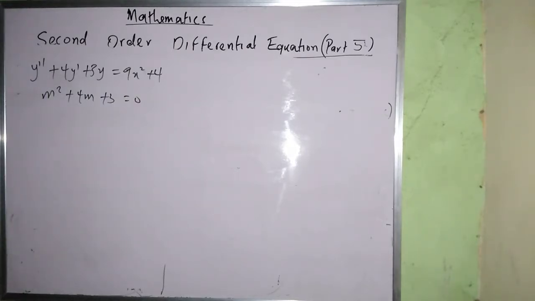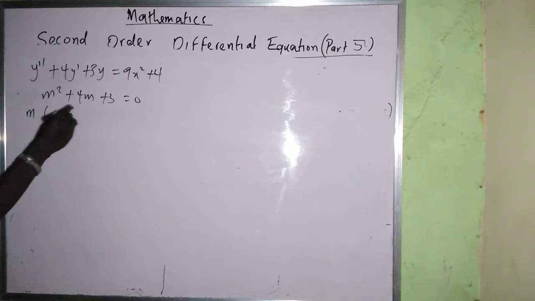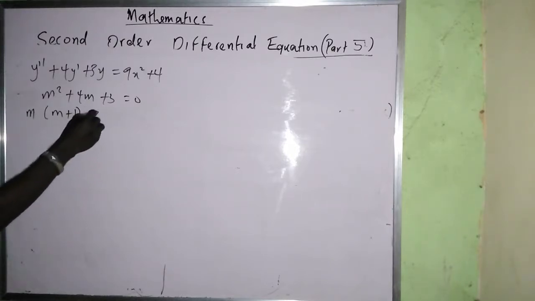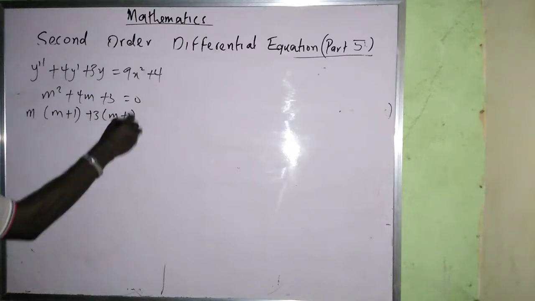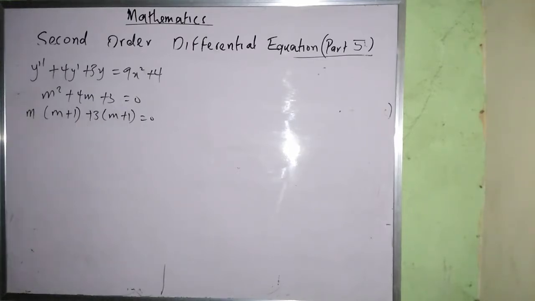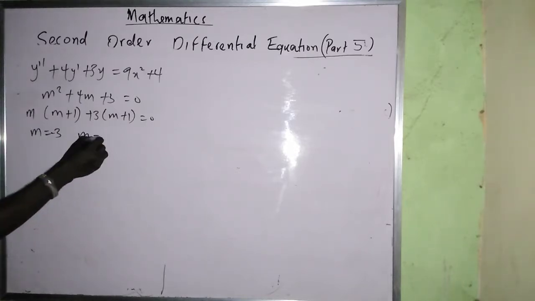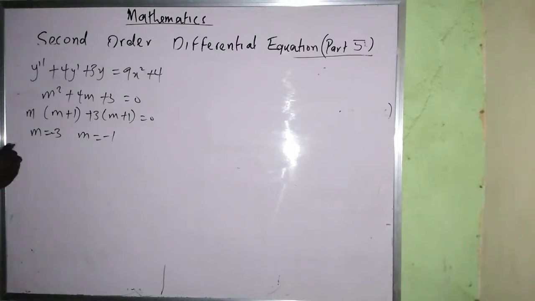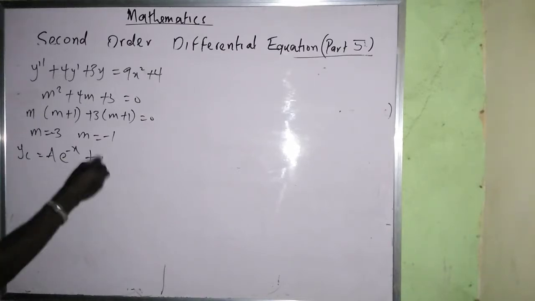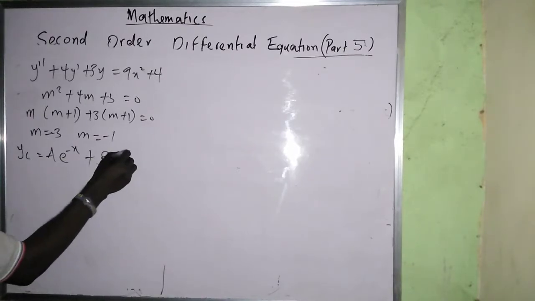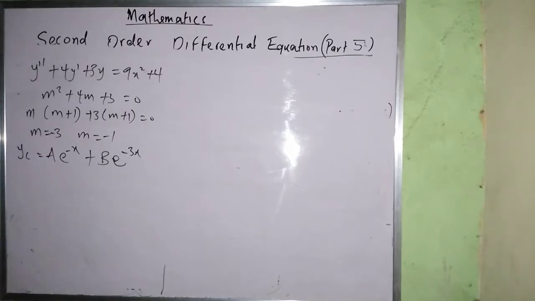Now, how do I factorize it? I have m plus 1 bracket and m plus 3 bracket equals 0, working with 1 and 3. Since I have this, my m equals minus 1 or minus 3. It means my y complement equals a e to the minus x plus b e to the minus 3x.